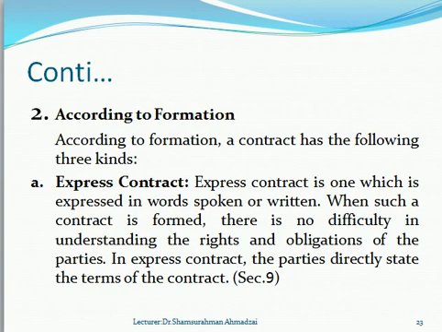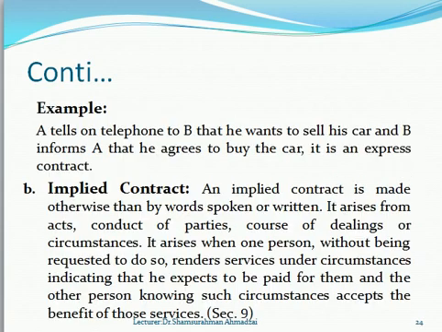در express contract طرفین مستقیما شرایط خود را در قرارداد جای به جای میکنن به خاطری که نوشتنی هستند. هر چیز در اینجا واضح می باشد. Examples یا هم میتونن express باشد. Example: A tells on telephone to B that he wants to sell his car and B informs A that he is agreed to buy the car. It is an express contract.